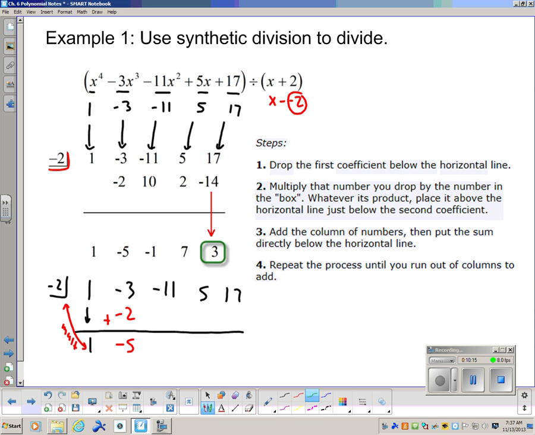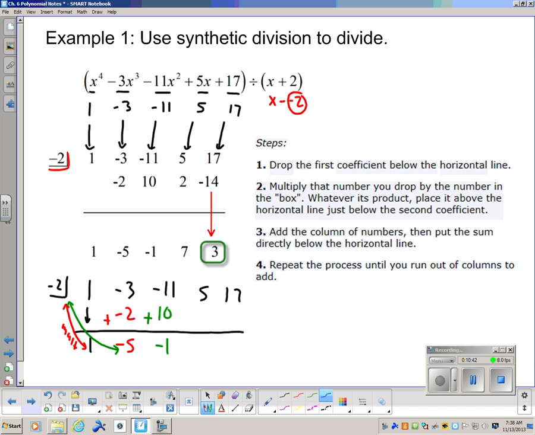So now I'm supposed to take this -5 and I'm supposed to multiply it by -2, what's inside the box. So -5 times -2 there is 10. I'm going to put that underneath that third number now, and I'm going to add these together. That's what step 3 there says, add them together. I get -1. Now, after I add them together, now I'm going to repeat the process.